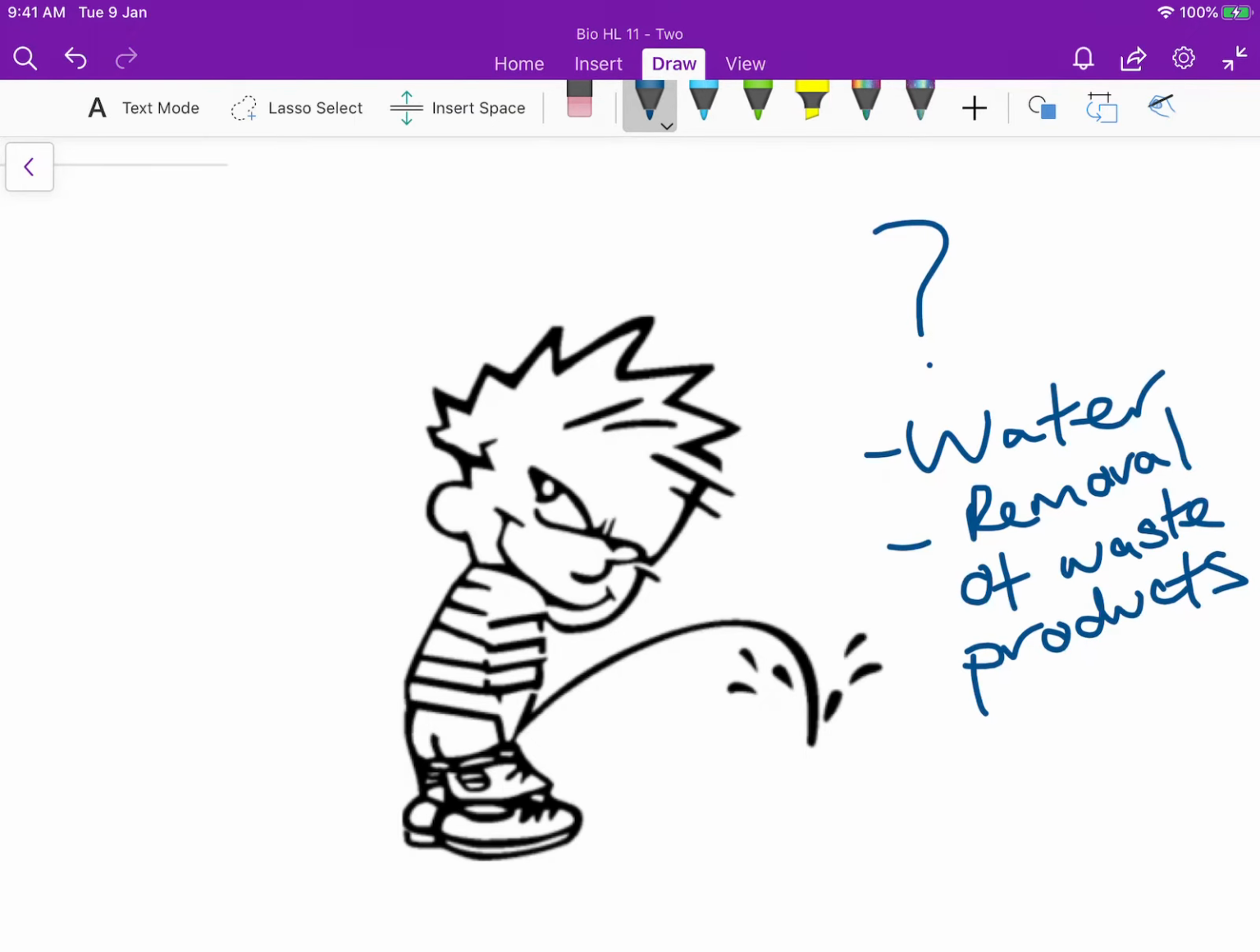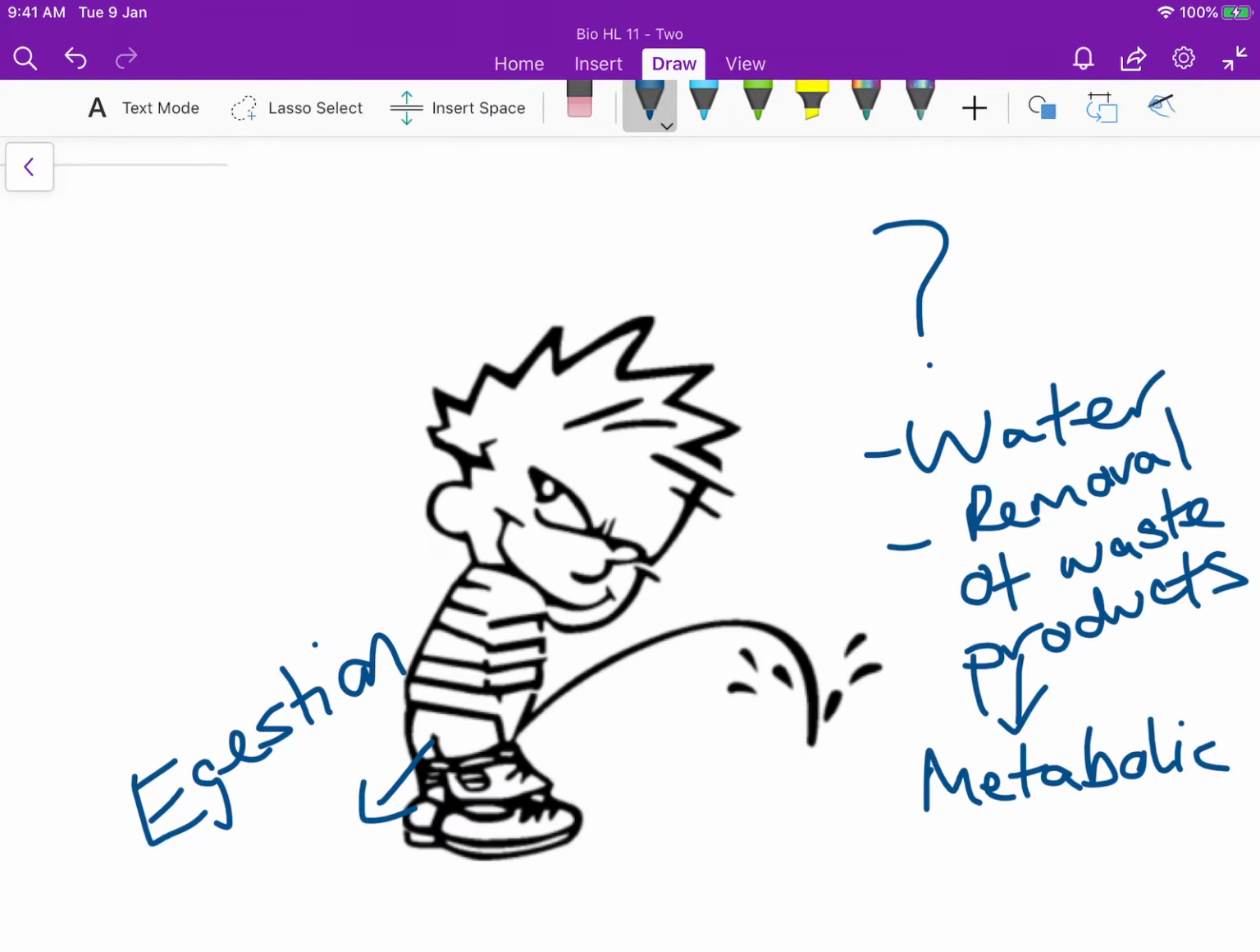And because we are removing waste products, and these have to be metabolic waste products in order to be excretion. So if we have things that are egested, egestion is not the same as excretion. So our kidneys are involved in excretion. Egestion is just the removal of undigested material. Whereas here, if we've got the removal of waste products, then that is excretion.